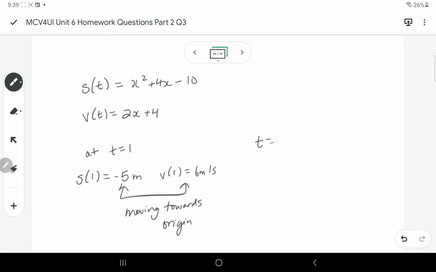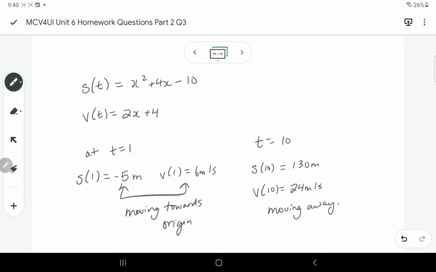At t equals, say, 10, oh, that's going to be big. I'll use a calculator. You would just figure out S at 10, V at 10. So this would be 24 meters per second. And, oh, this isn't so bad. 100 plus 40, take away 10, you get 130 meters in the positive direction. So the signs match, so it's moving away.